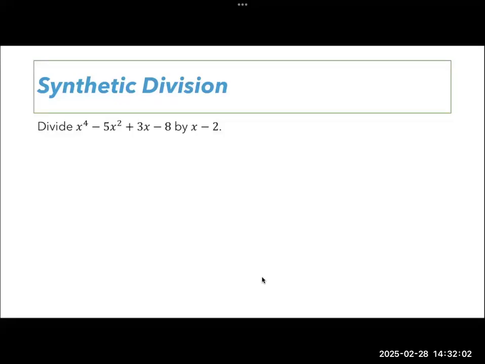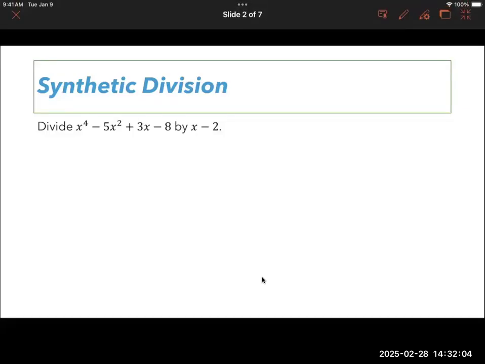The big thing that needs to be true is that we need to be dividing by something that is in an x minus k form. Now, it could be x plus something, meaning k is a negative number, but it needs to be a linear binomial and usually without a leading coefficient. So we want this x minus k form. That should be our divisor, what we are dividing by.